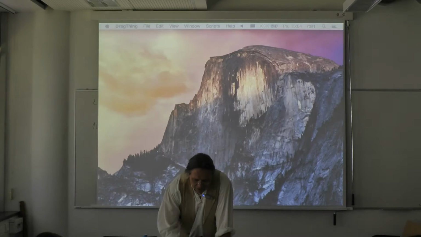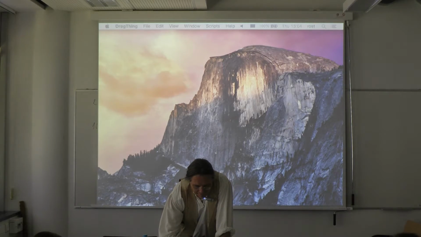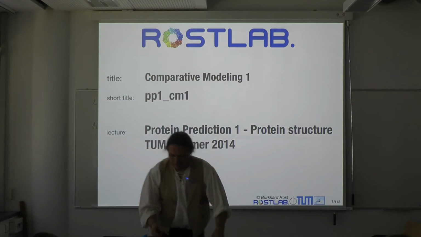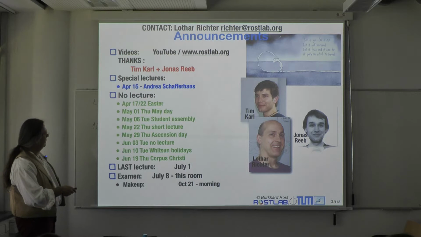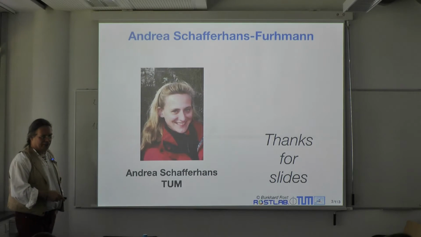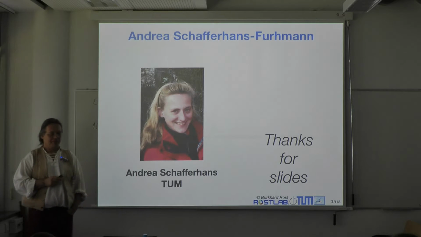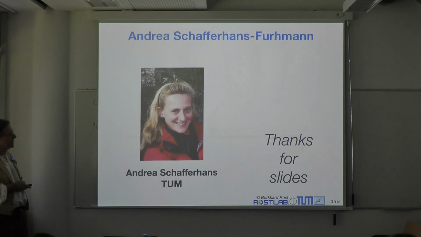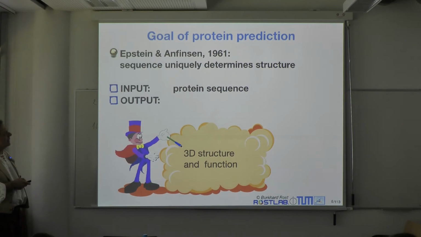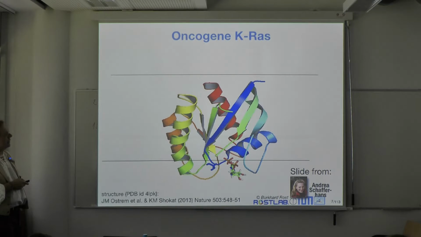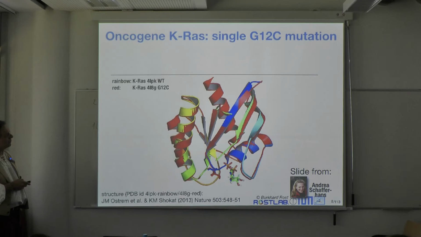so let's go to comparative modeling. Next Thursday, there is no lecture. There's a Corpus Christi. Thanks for Andrea for some of the slides that are to follow. Comparative modeling, again, so let's just go quickly through this. Sequence determines structure. In principle, we should be able to predict structure from sequence alone. Here we have KRAS, an oncogene, the structure where the coloring here is simply according to N to C term.